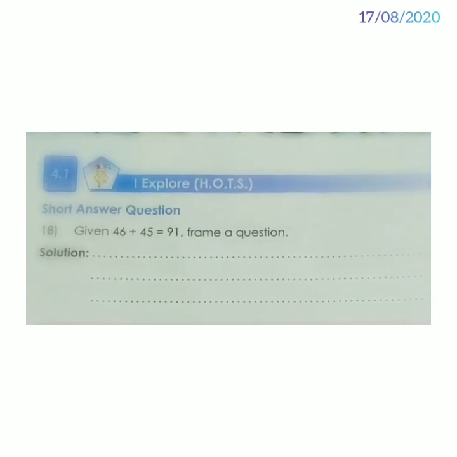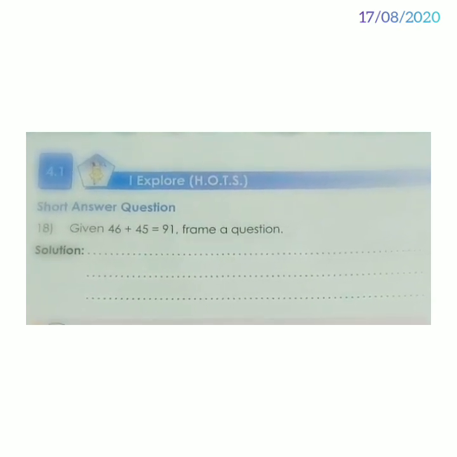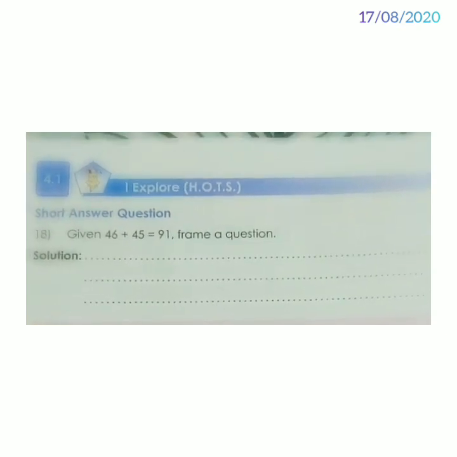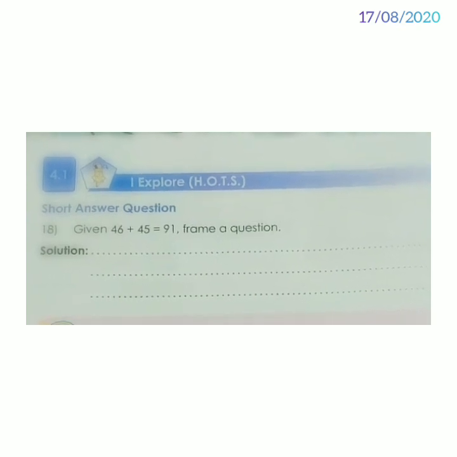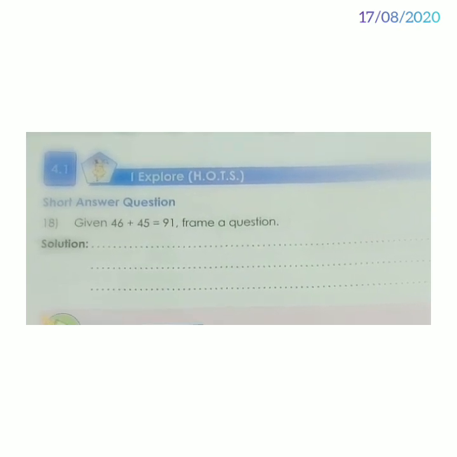Given 46 plus 45 is equal to 91. Frame a question. Now dear children, please remember that whenever this type of question comes in your exam, you just have to frame a question. That means based on the given problem, that is 46 plus 45 equal to 91.